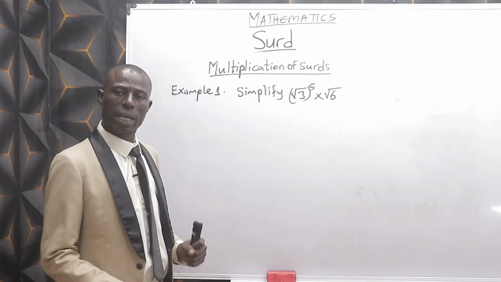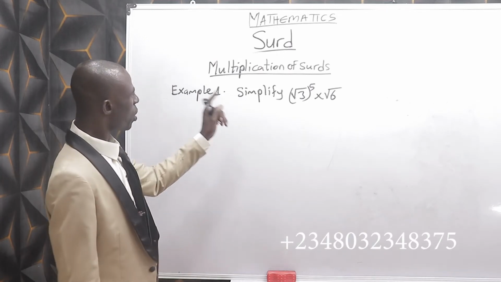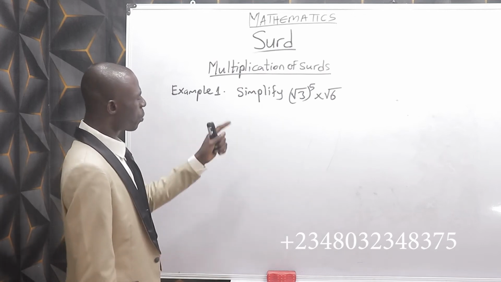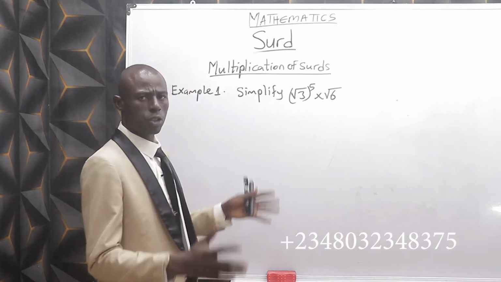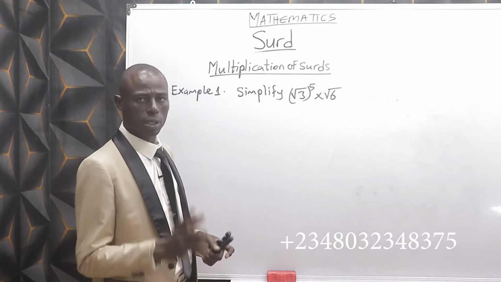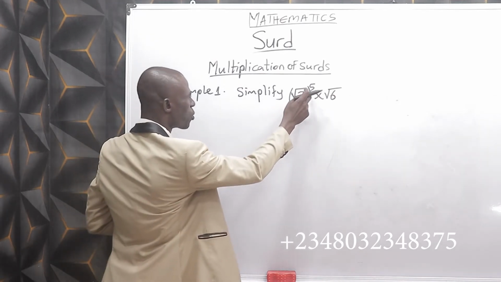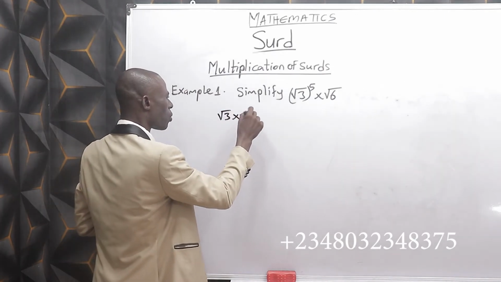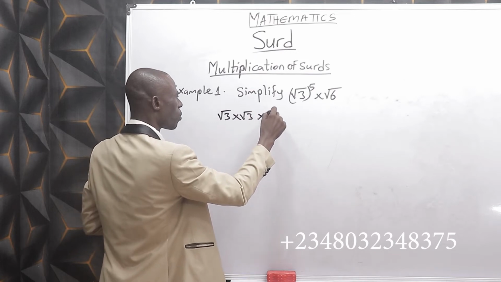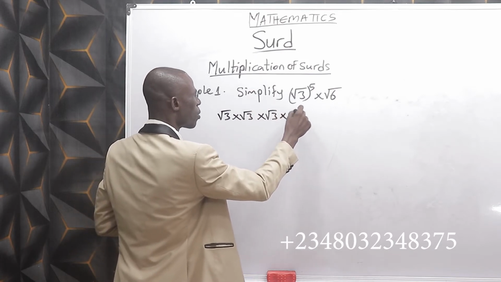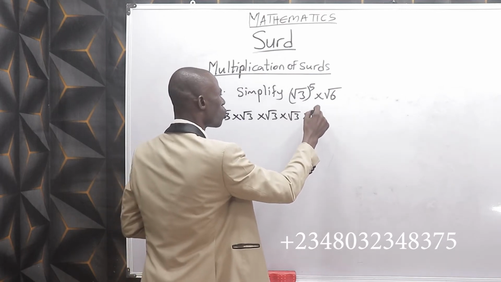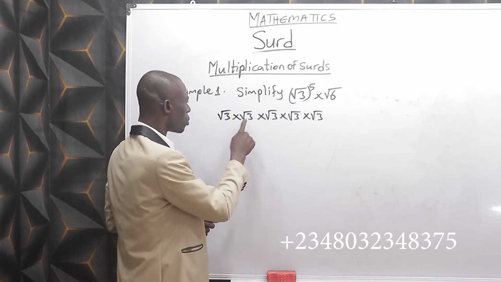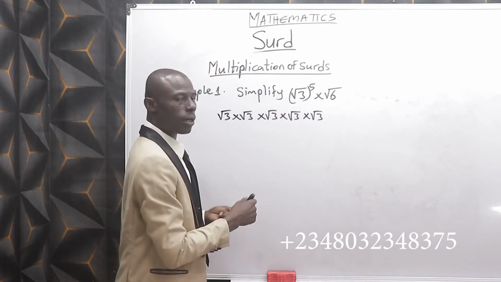Here we come to another subheading in surds. Multiplication of surds. Example 1. Simplify root 3 raised to power 5 times root 6. Root 3 raised to power 5 means root 3 times root 3 times root 3 times root 3 times root 3. That means root 3 in 5 places. 1, 2, 3, 4, 5.